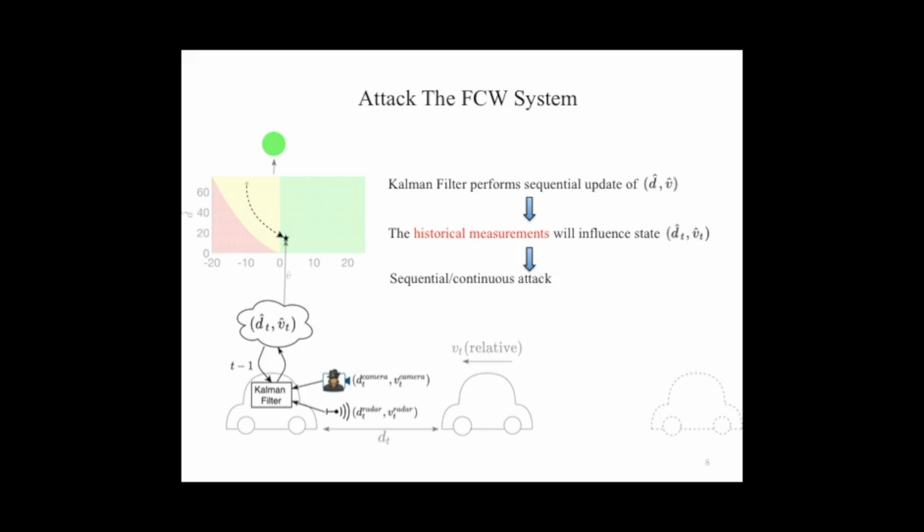On the left plot, I illustrate the desired state estimation trajectory in the 2D light space under continuous attack, which finally enters the green region. So now we have briefly described the idea behind the sequential or continuous attack. Next, I will spend some time talking about why we prefer sequential attack. There are mainly 3 reasons for that.